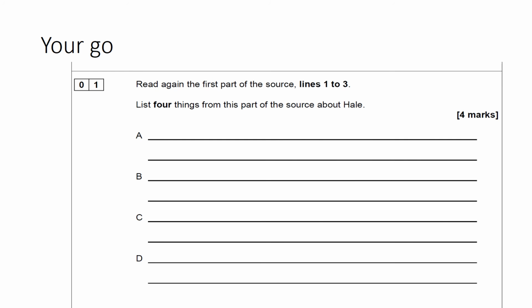So I'd like you to give this one a go again. This is from the Brighton Rock paper. Some of you would have done this in class. And I'd like you to have a look at the question there. It says read again the first part of the source, lines 1 to 3, so it's very short. And I'd like you to list 4 things from this part of the source about Hale. So it's very specific, but you have to find 4 things, but in a much shorter space of time.